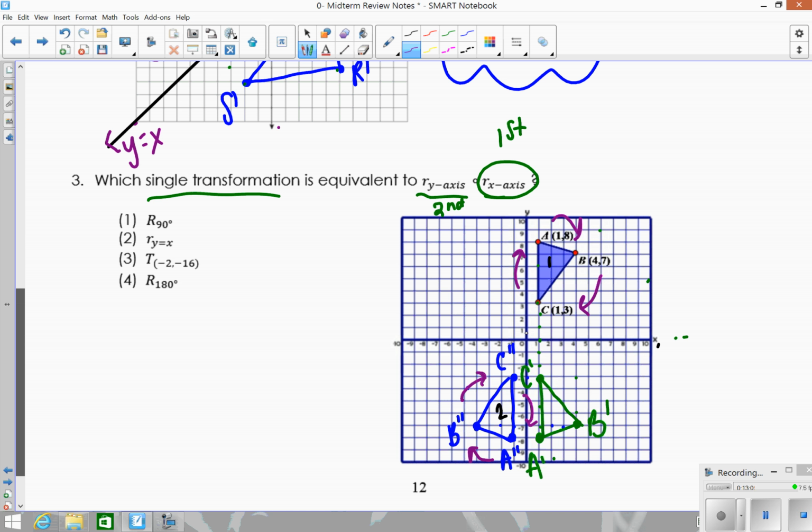So it looks like the figure turned. So if I imagine connecting C to C double prime, and here's my center, you can see that a straight line formed. Same thing from A to A double prime, B to B double prime. So that means it was a rotation of 180 degrees. My angle of rotation was a straight line, so 180 degrees. So it'd have to be choice 4.